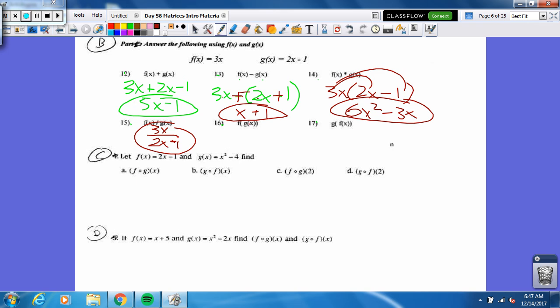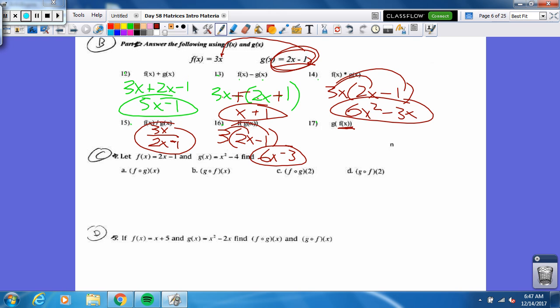G of x goes into f of x. So g of x right here is going to go into that x. So it's 3, not x, it's 3 times the function of g, which is 2x minus 1. Then I distribute: 6x minus 3. Thank you very much.